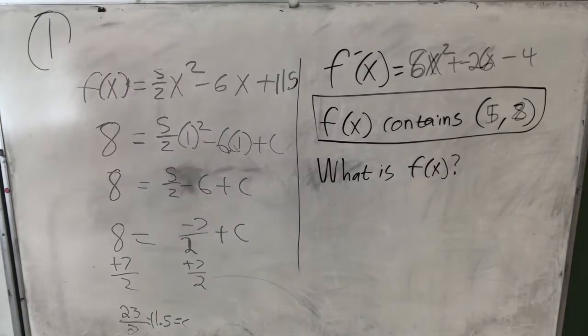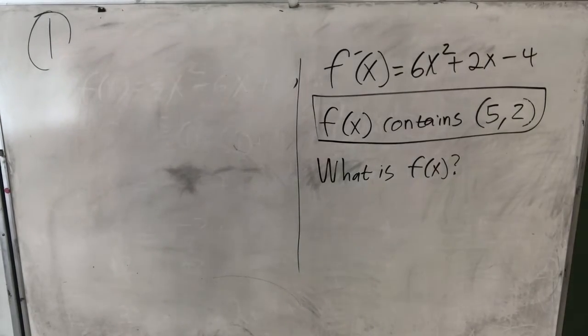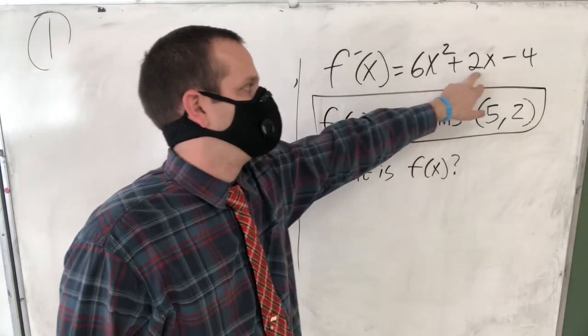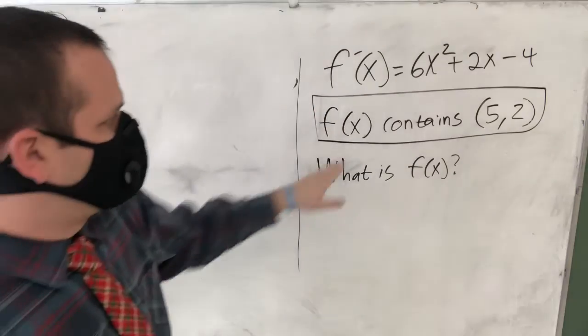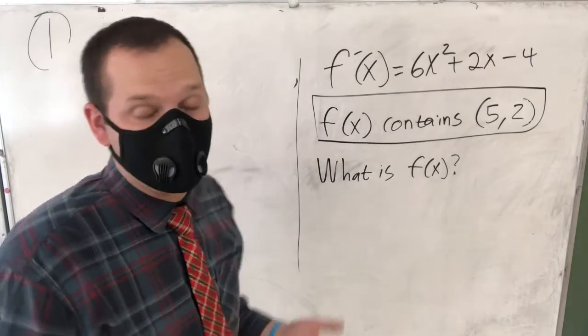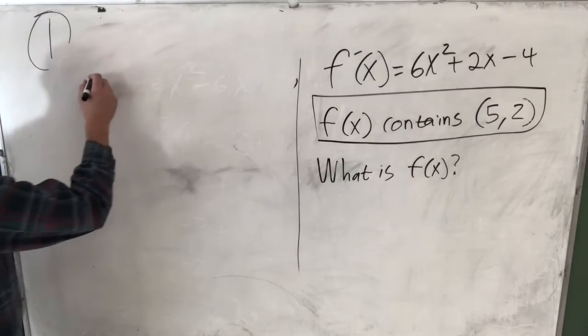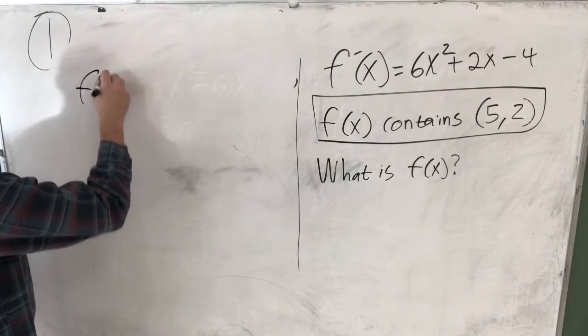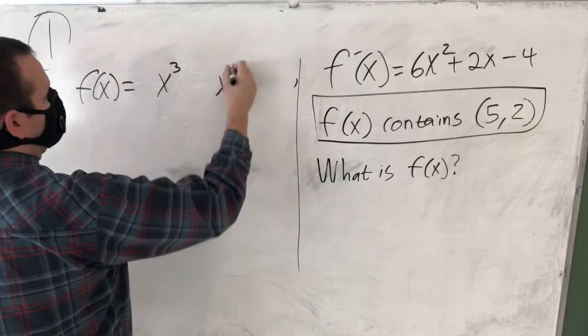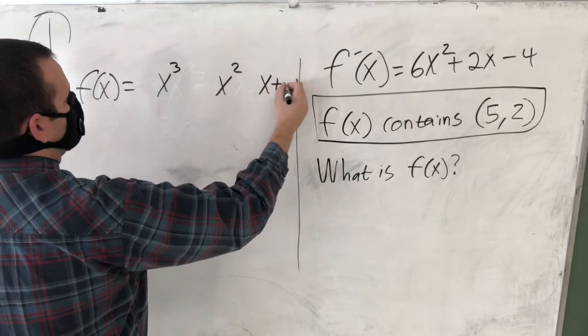Let's try another one. All right, here's a slightly trickier problem. We have the derivative of this function is 6x squared plus 2x minus 4. We know the function contains the point 5, 2. We want to know what was the original function. Well, first let's start off by integrating. We have an x cubed. We're going to have an x squared. We're going to have an x. We're going to have a plus c.